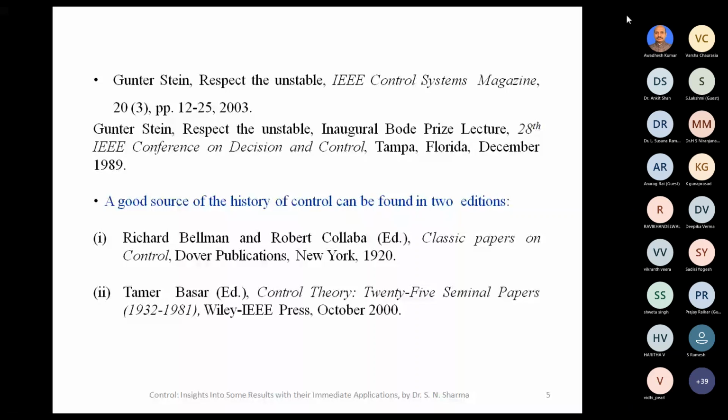This one is volume 23, issue 3, so it goes year-wise and then month-wise by issue. Then the page number is this, and the year is 2003.